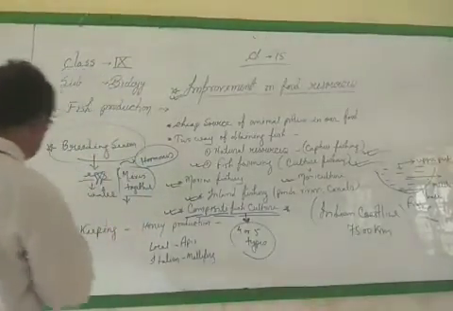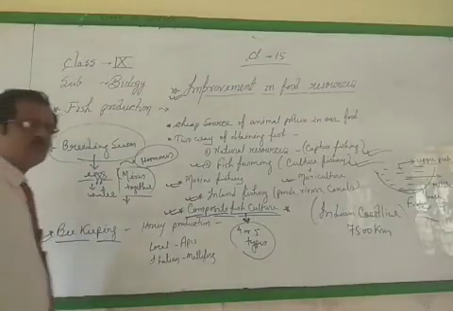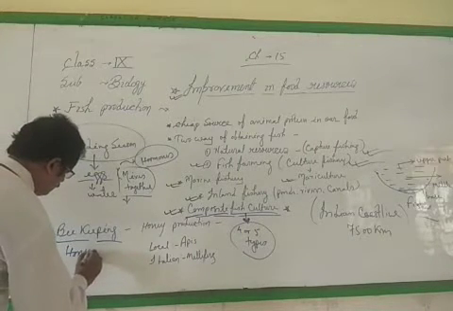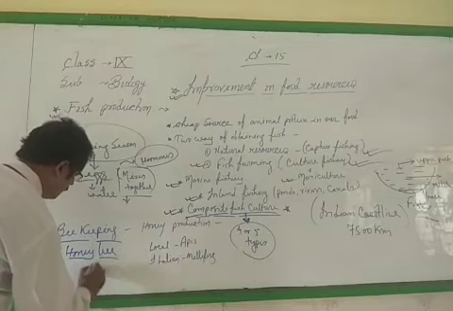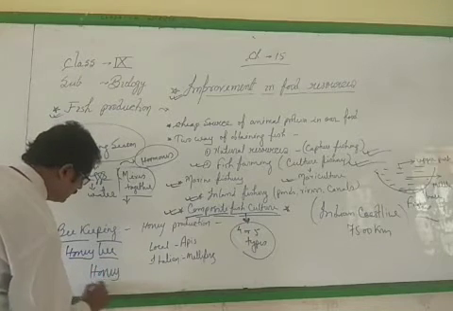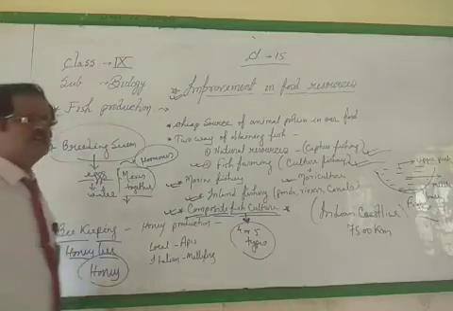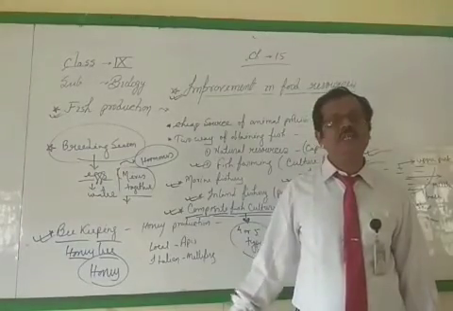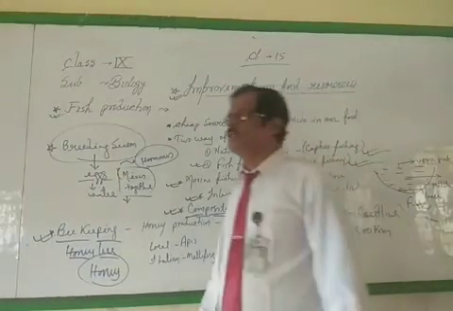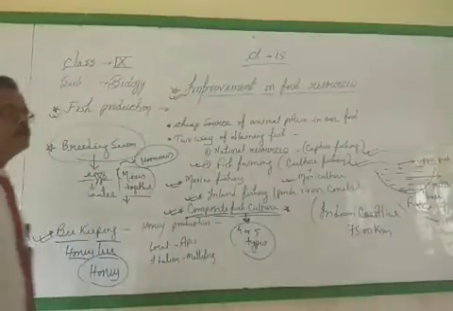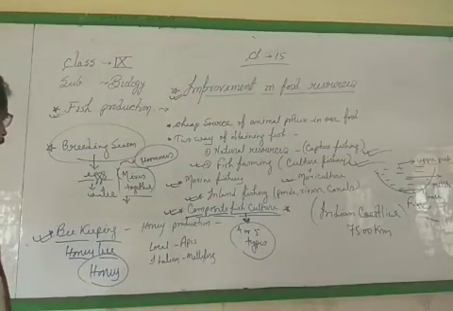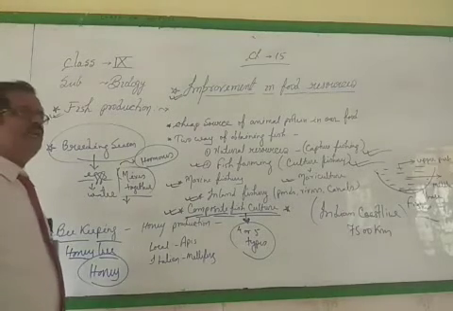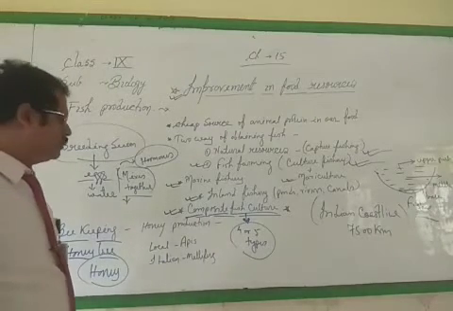Now the next method is called beekeeping. As you know about bees, honeybees, and also honey. Honey is a delicious and sweet dish, and this is also medicine. Medicinal properties are also present in honey. So honey production is also an important part of food production. And this honey we obtain from honeybees. A large number of honeybees we rear in different ways and gain more and more honey.